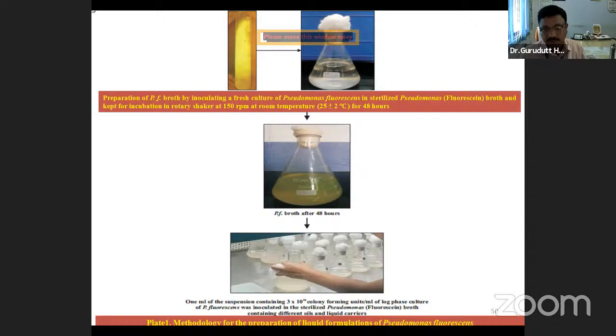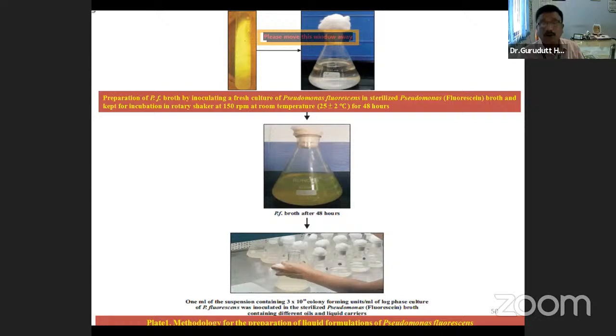It has to be inoculated in sterilized Pseudomonas broth containing different oils and liquid carriers, because we have started with liquid based formulations. Even we have just started with different medias, like nutrient broth, King's B media. There are so many other medias which are available as a broth. So there also we are just multiplying the Pseudomonas fluorescens for preparation of liquid formulation.